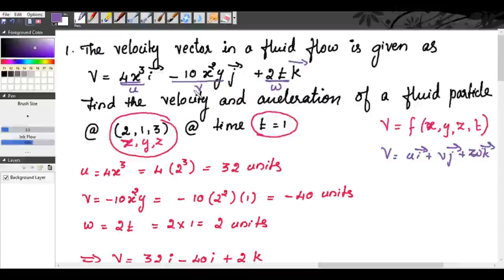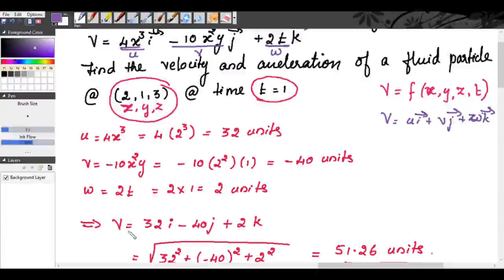Similarly, v is equal to minus 10x²y. Substitute x equal to 2 and y equal to 1. We get v equal to minus 40 units. w is equal to 2t. Substitute t equal to 1. We get 2 units.